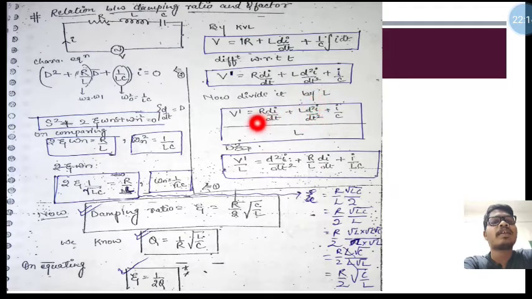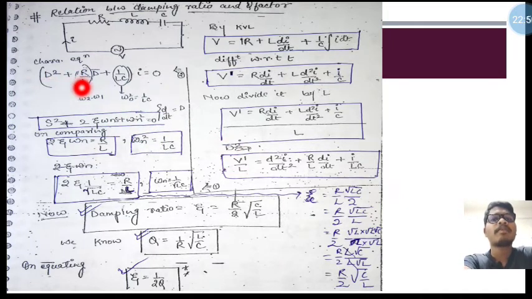This component we are taking as the first, so d square I divided by dt square plus, because L and L get cancelled, R divided by L, di divided by dt, and I divided by L into C. Okay, so this is the equation. So after taking this equation, we are considering the d square as our characteristic equation.